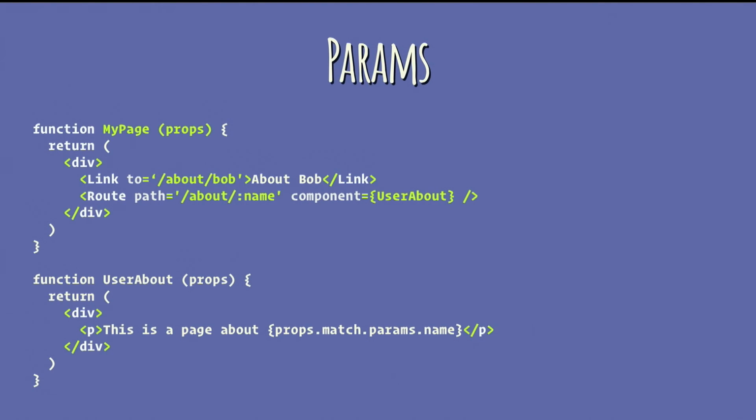So in this case, this is a page about props.match.params.name. Because the route that got us here had a param called name, that would get us here. So in this example, if I clicked on that link about Bob, this would say this is a page about Bob. Because the path that we used to get there was /about/Bob, which matches that route that's defined underneath. And so Bob would be assigned to the parameter named name because of that colon. And so we can get to it in the resulting component with props.match.params.name. So we'll see lots of examples of this. But does that make some sense at least? Get the general idea?